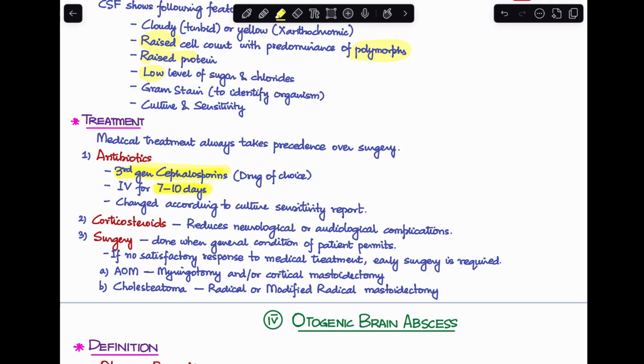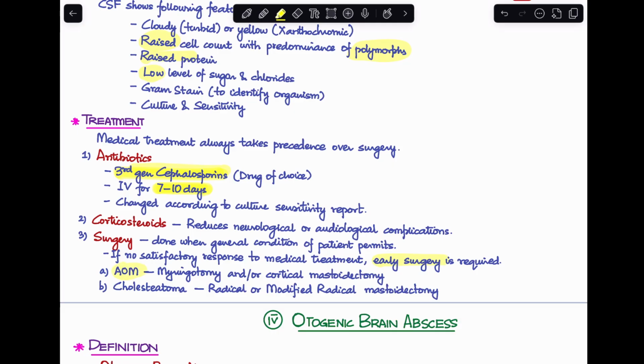Last of all, we perform a surgery. When do we perform surgery? Only when the general condition of the patient permits. So once the patient improves, usually we perform then. But if we are seeing that there is no response of the patient to the medical treatment, in that case, early surgery is definitely required.